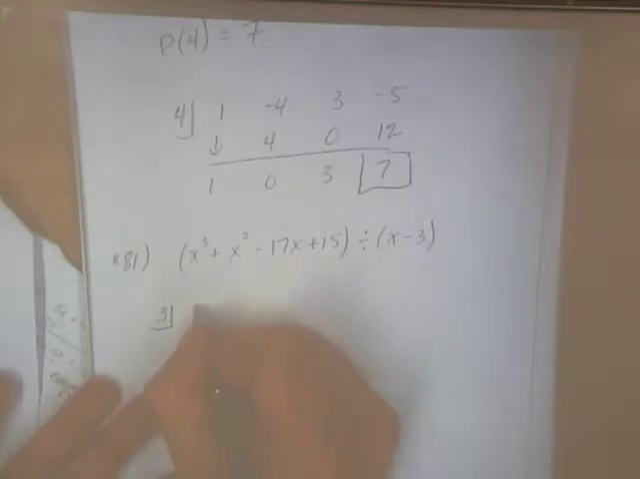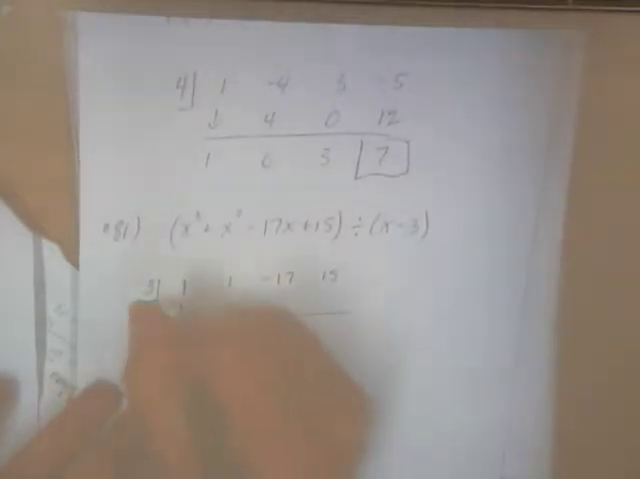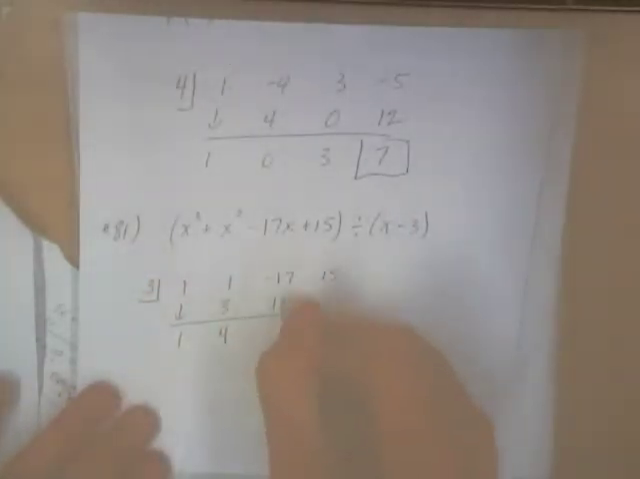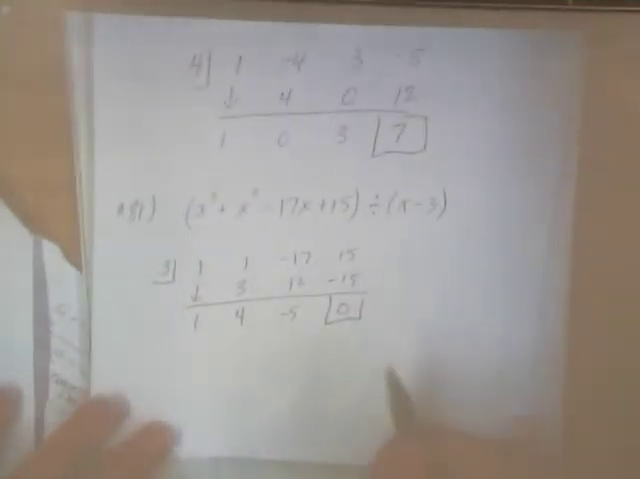Bring down our coefficients, 1, 1, negative 17, and 15. If we do it right, we better get 0 for an answer. So we've got 1, 3, 4, 12, negative 5, negative 15, and 0. So we know this is a factor. Now it says, what are the other factors?